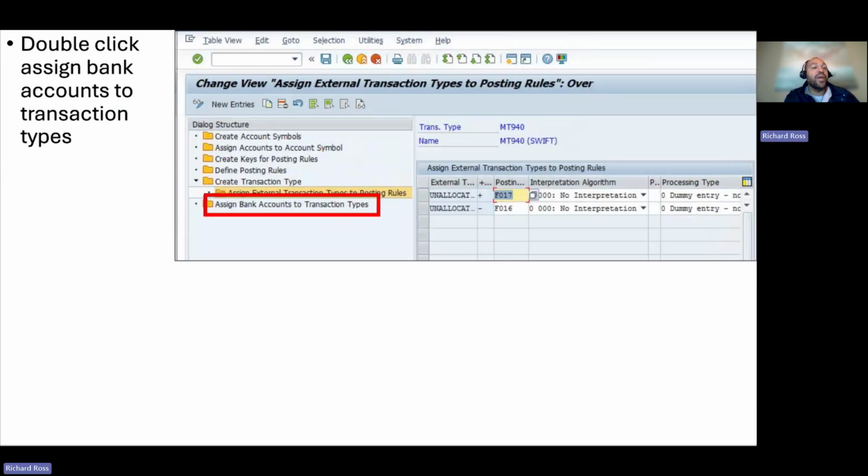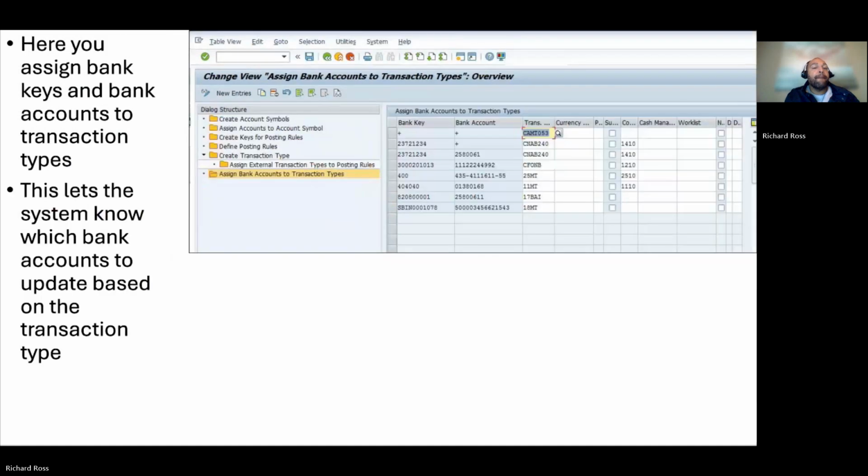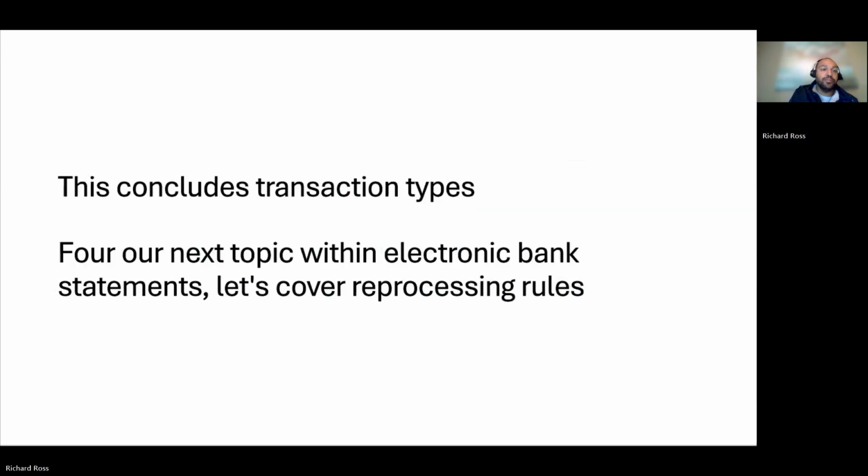Double-click Assign Bank Accounts to Transaction Types. Here, you assign bank keys and bank accounts to transaction types. This lets the system know which bank accounts to update based on the transaction type. This concludes transaction types. For our next topic within electronic bank statements, let's cover reprocessing rules.